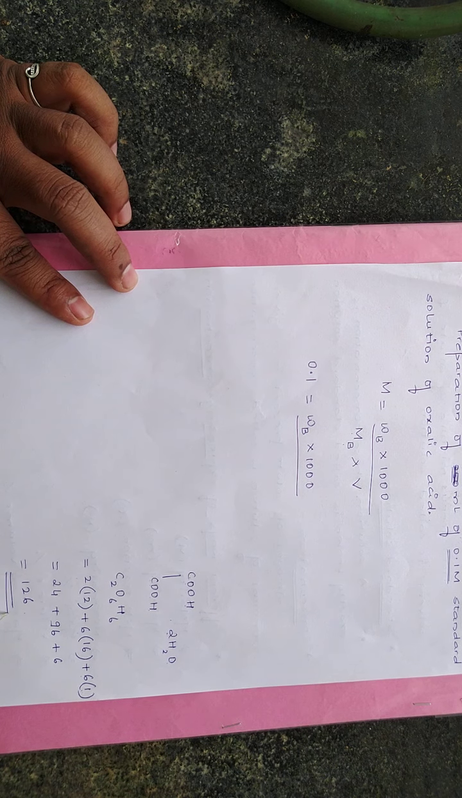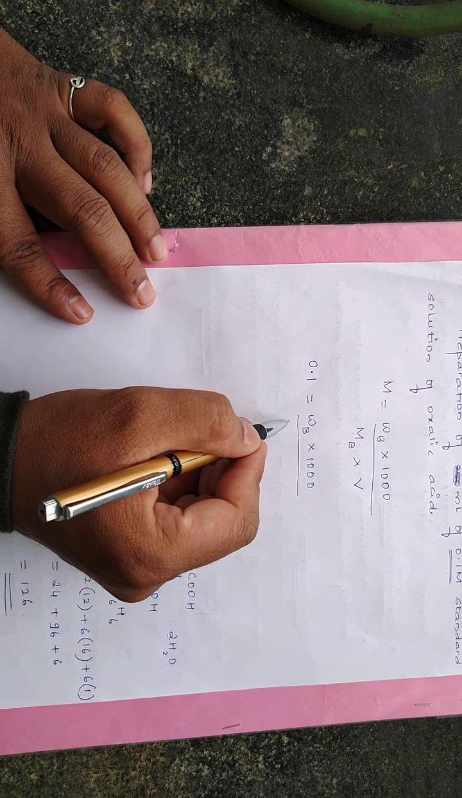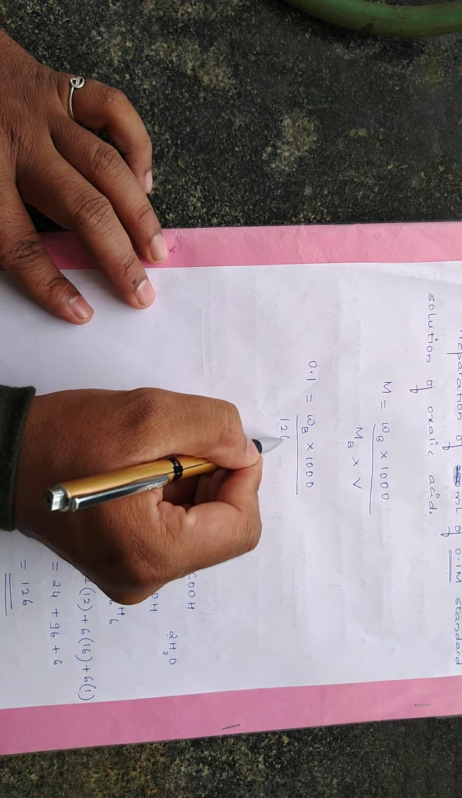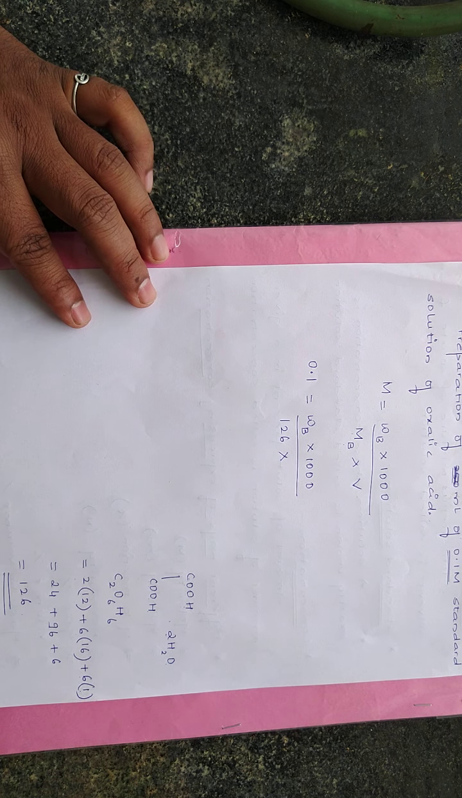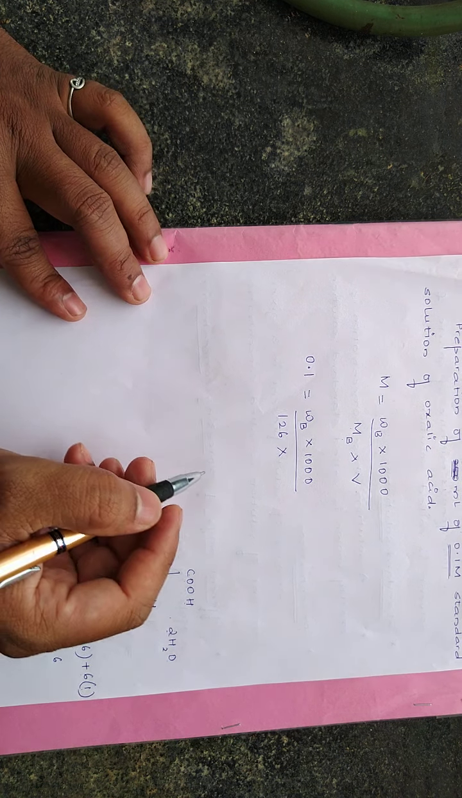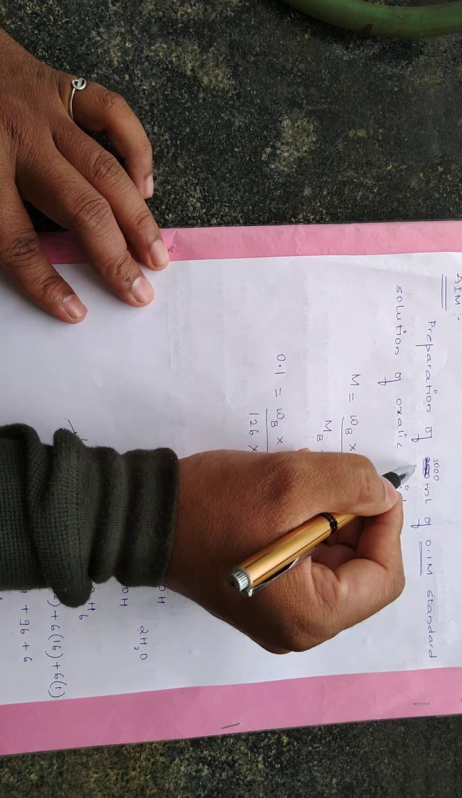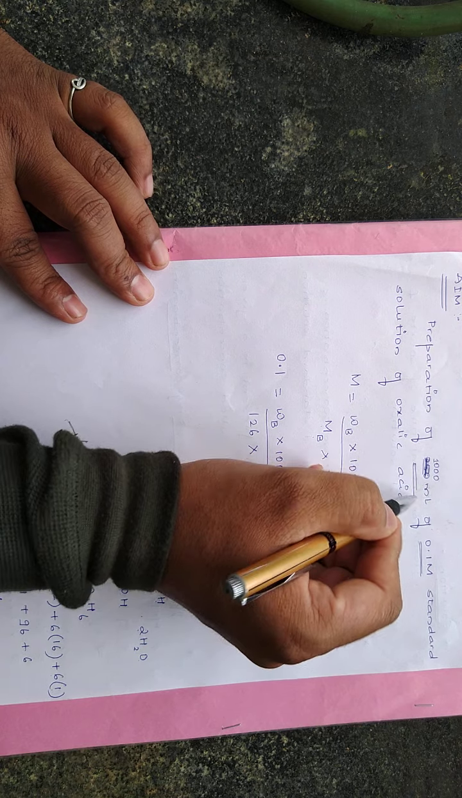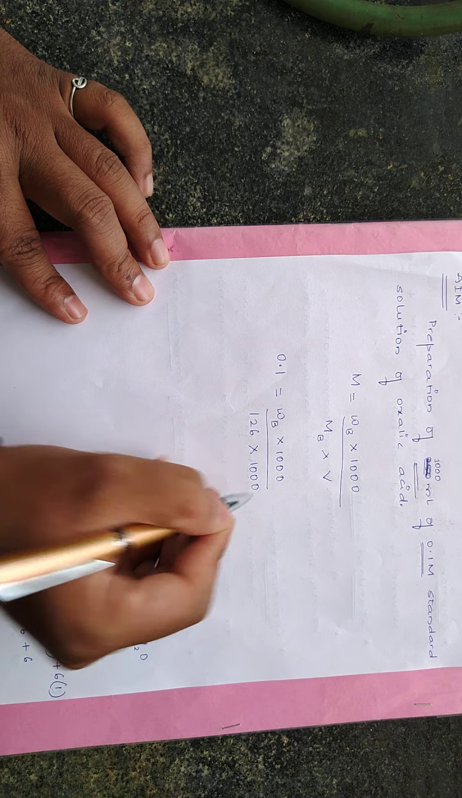So the molecular mass of oxalic acid dihydrate which we are going to use today is 126. So the value of MB is 126 multiplied by V. V is nothing but the volume of the solution which we are going to prepare. In the aim, you can see here we are going to prepare 1000 ml of the solution. So the volume of the solution is 1000.